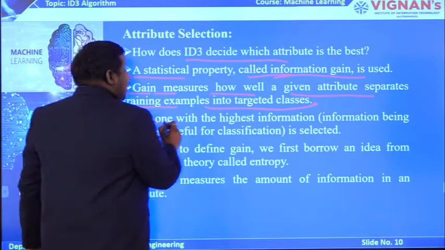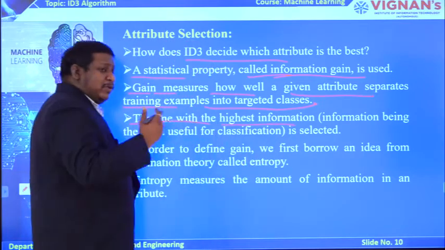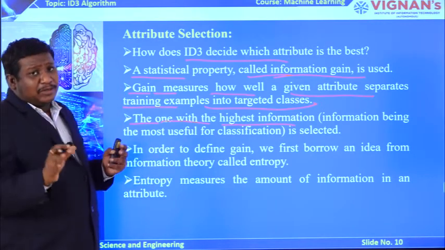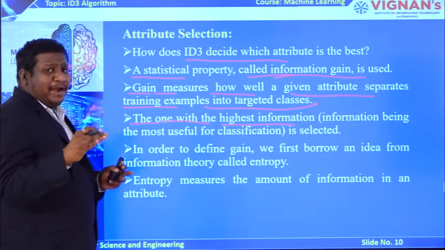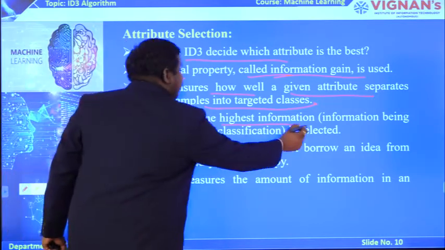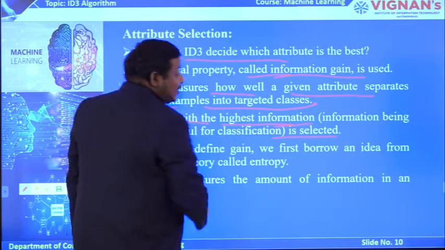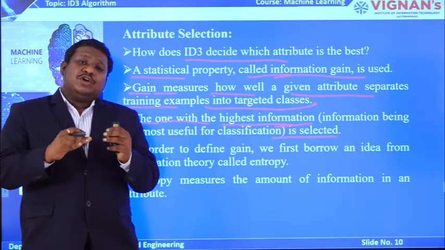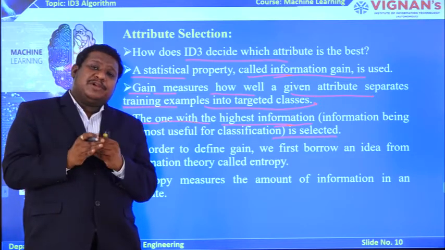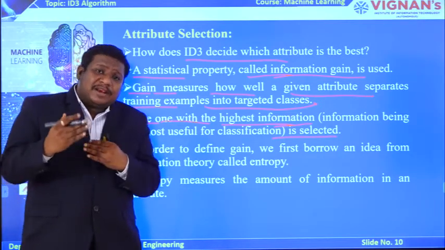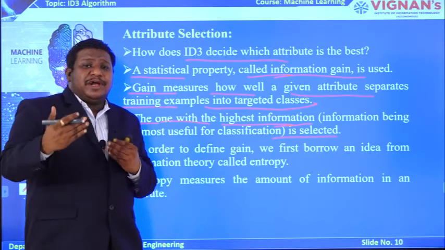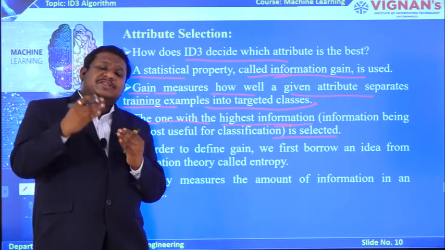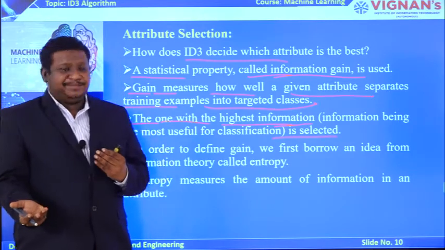The one with the highest information gain is selected. Whatever attribute we are taking, for that attribute we calculate the information gain. Among all the attributes, the one which has the highest information gain is selected. So I have 4 attributes, and for the 4 attributes I have calculated the information gain. Now to conclude which is the best or final attribute, I check the value of each attribute and its information gain. Finally I take only the attribute which has the highest information gain.